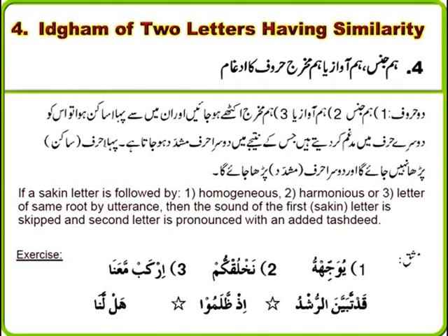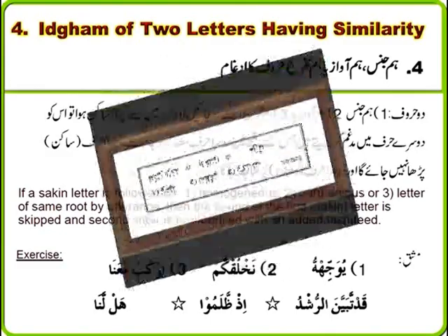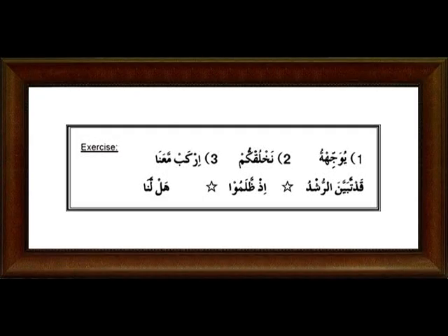Now the fourth type of idgham deals with letters which have similarity between them. In the previous three lessons you have learned about idgham, which deals mostly with nun sakin. However, this fourth type of idgham is different. If a sakin letter is followed by a homogeneous, harmonious, or the third letter of the same root by utterance, then the sound of the first sakin letter is skipped and the second letter is pronounced with an added tashdid on it. This will be more clear in the examples at the bottom.